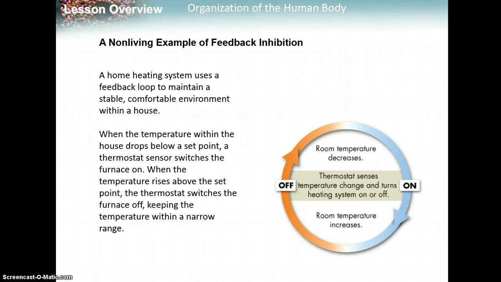When the temperature within the house drops below the set point that your parents set on their thermostat, let's say it falls below 68 degrees, a thermostat sensor switches the furnace on. When the temperature rises above the set point, maybe it gets to 70, the thermostat switches the furnace off, keeping the temperature within a narrow range.